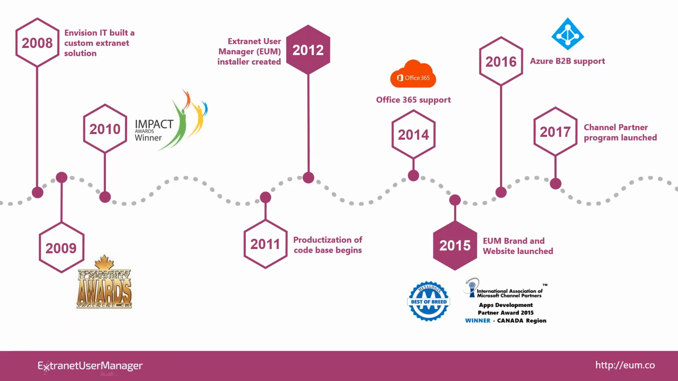A little background history on Extranet User Manager. It goes back about 10 years as a bespoke custom-built solution we'd created for a number of our clients. And about 5-6 years ago, we productized that and started to promote that as a standalone product. 2014, we added support for Office 365, which we're going to be looking at today. And 3 years ago, we launched it out as its own standalone brand and really started promoting it as a standalone product. We introduced a channel partner program last year. I actually need to update this slide.